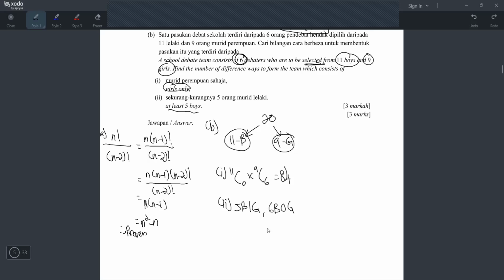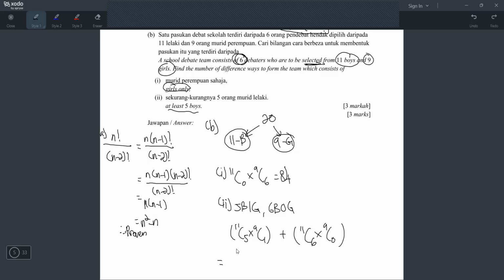So what you do is you do this one and then this one and then plus in the middle, because it's this option or this option. So when it's or, you will plus, but inside here you will times. So 11 boys, you choose 5, times 9 choose 1. And then out of 11 boys, choose 6, times 9C0. It means 5 boys and 1 girl, or 6 boys and 0 girl. That's why inside the bracket you times, but outside the bracket you plus. Okay, press the whole thing now and you will get the answer.